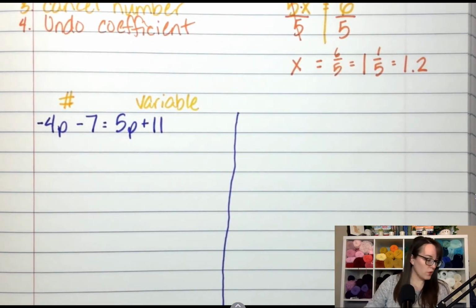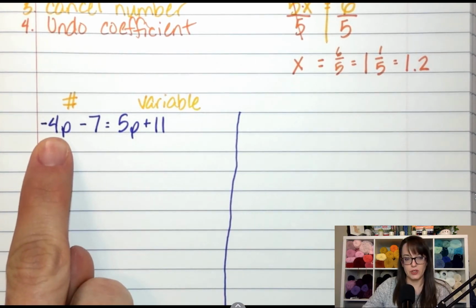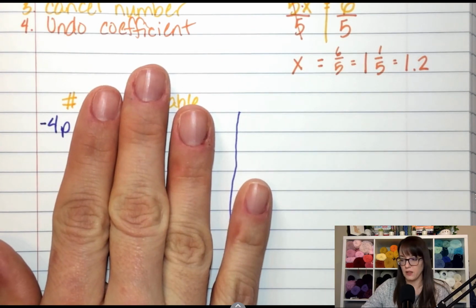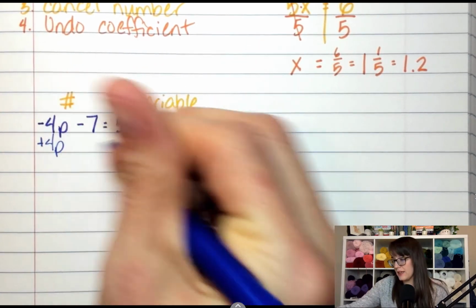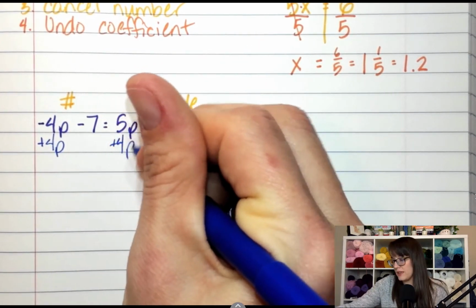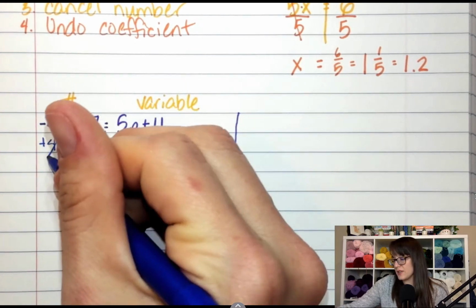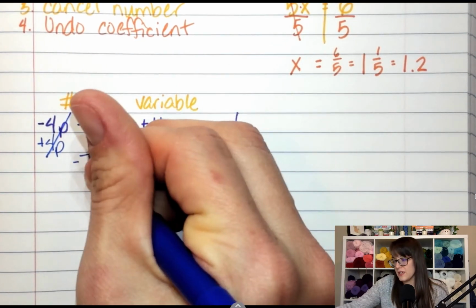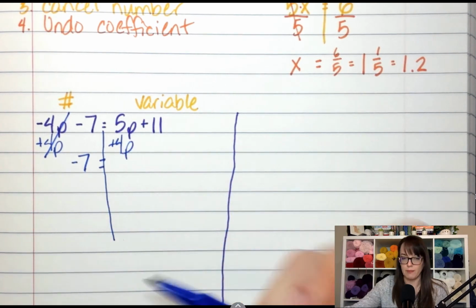Okay, so what can I do to this variable to cancel it out? What is the opposite of negative 4p? A positive 4p. So if I add 4p to this side and I add 4p to this side, go ahead and draw my line. This cancels, and I'm left with negative 7 on this side. Negative 7 equals, what is 5p plus 4p?